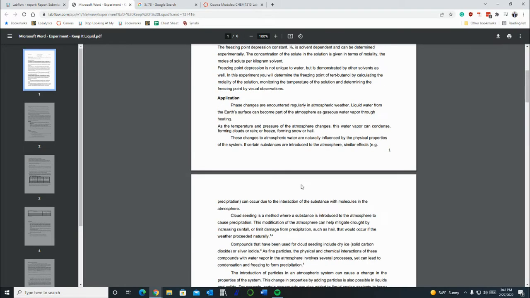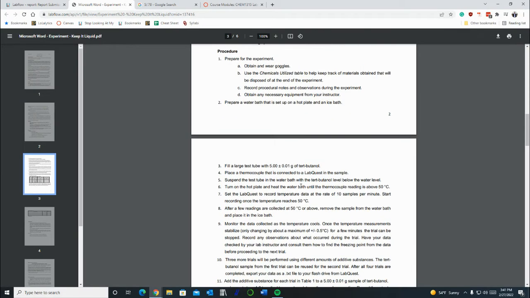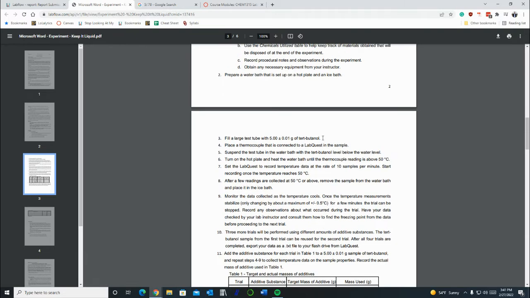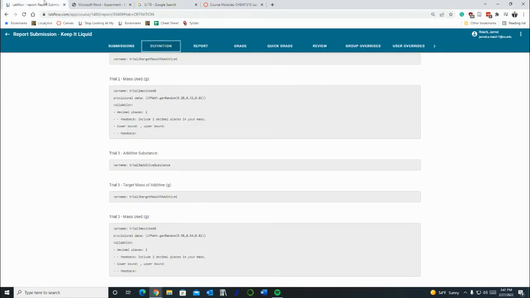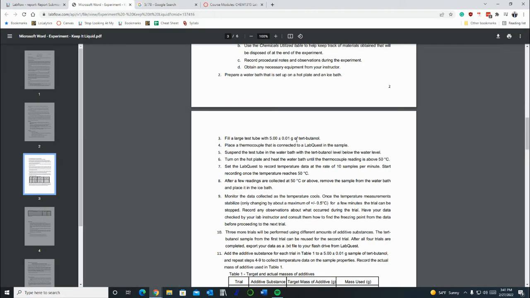So let's go over what your lab is going to be this week. It's very straightforward. You're going to get 5 grams of terpbunyl, and terpbunyl is a liquid. So 5 grams, if we want to figure out how many milliliters that is, you take the grams divided by your density. You look it up, the density is 0.78 grams per milliliter. So you find that you're going to be getting 6.41 milliliters of terpbunyl. So 5 grams or 6.4 milliliters.